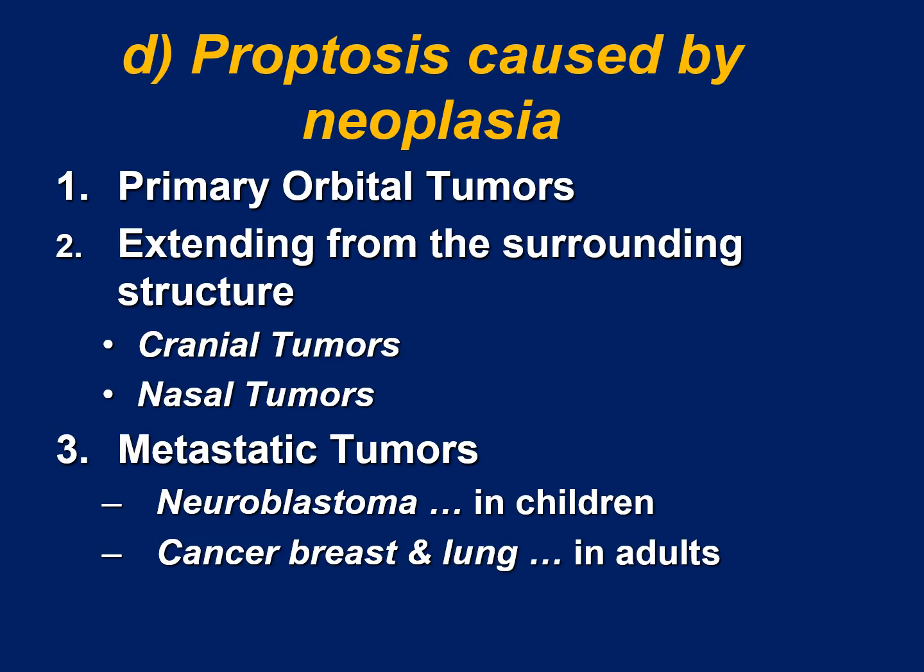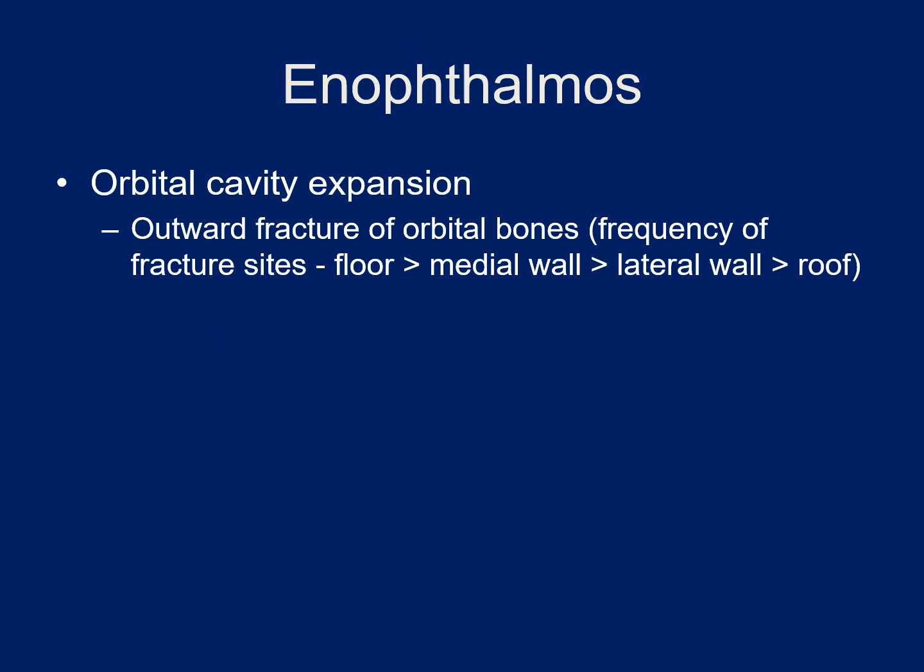Tumors of the orbit can be primary orbital tumors arising from structures within the orbit or extending from the surrounding structures, or metastatic tumors from anywhere in the body. Enophthalmos is another manifestation of orbital disease. The most common cause of enophthalmos is orbital blowout fracture.